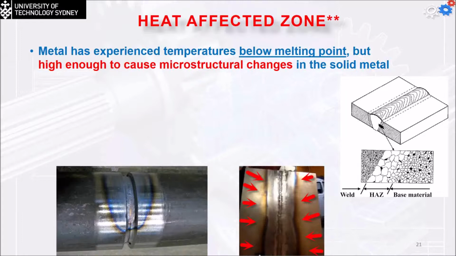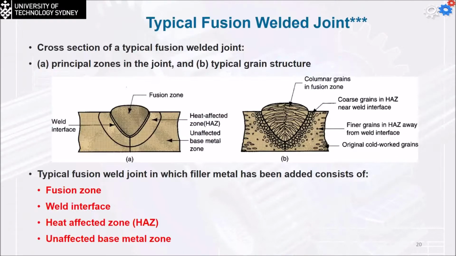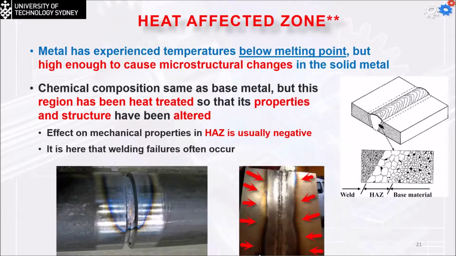So the chemical composition is going to be the same as the base metal. It's the same as the actual metal we have here, not the fusion zone. But this region has been heat treated to a very high temperature, so the properties and structure have been altered. The effects on the mechanical properties in the HAZ are usually going to be negative. And it is here that welding failure often occurs, in this area, not in the weld itself.